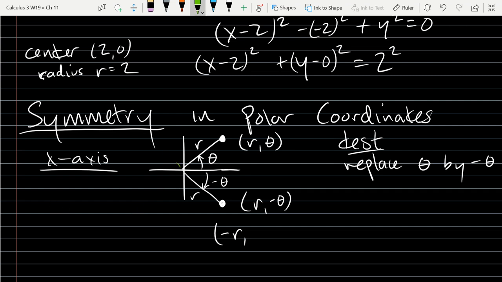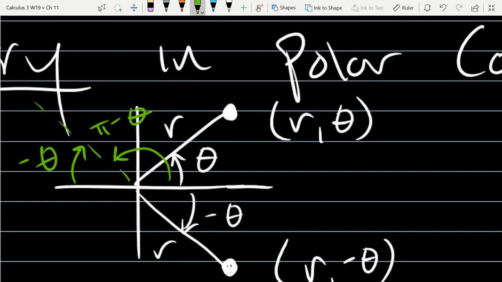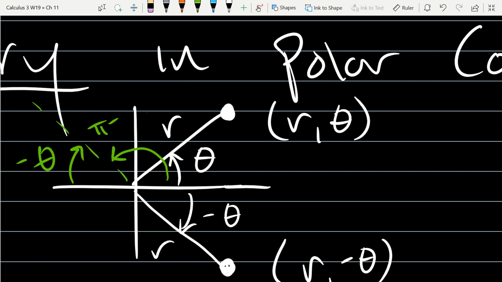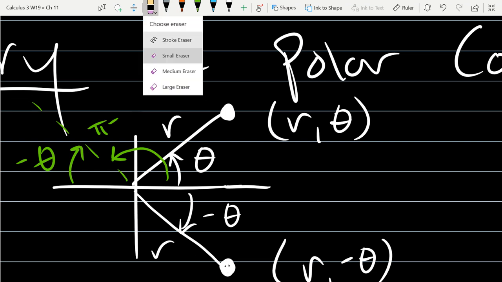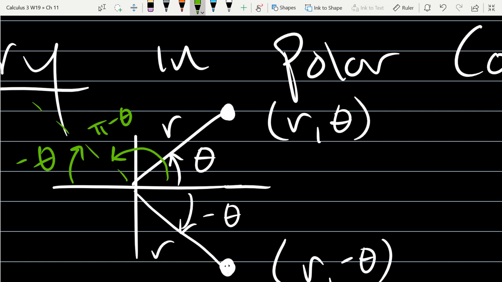Or I could write the angle I want right there. One way to think about it, that would be negative theta. But where am I starting with that green angle? Pi. I'm starting at pi, and I'm going to come back theta, or pi minus theta. That's going to be the angle right there. So the leftover angle here is pi minus theta. Let's zoom in and make that legible. So that'll be pi minus theta.